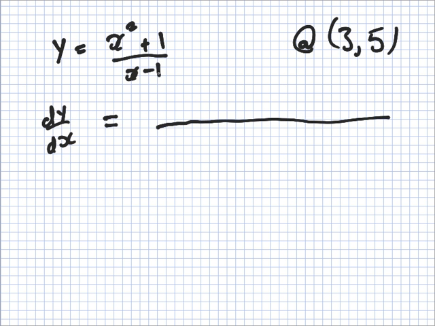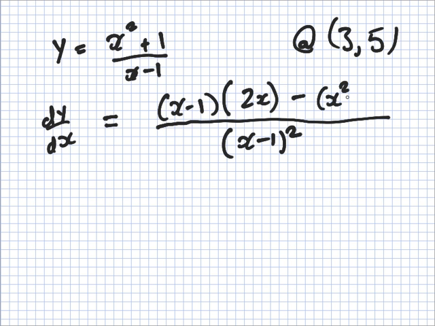The way I like to do this is, in the book you can match it up with letters like u and v, but I would just prefer to remember it as words. So in words it's the bottom squared, the bottom times the derivative of the top. What's the derivative of x squared plus 1? 2x, yeah. Minus the top times the derivative of the bottom. What's the derivative of x minus 1? It's 1, isn't it? Yeah.